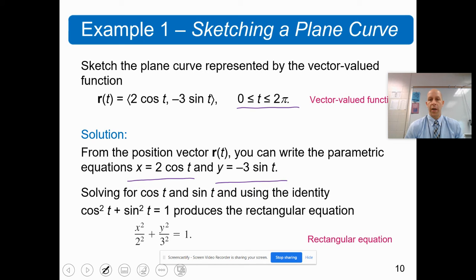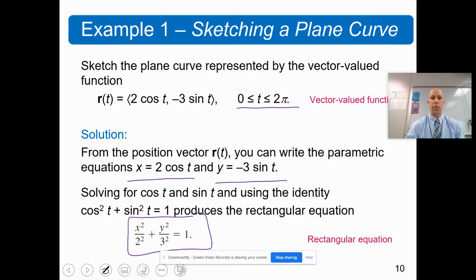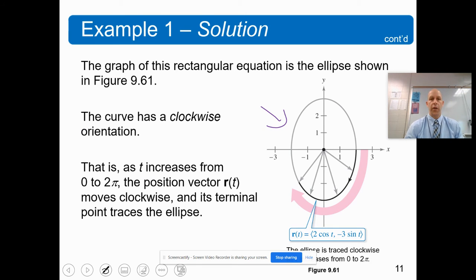Solving for cosine t and sine t using the identity cosine squared t plus sine squared t equals 1 produces the rectangular equation x squared over 2 squared plus y squared over 3 squared equals 1. The graph of this rectangular equation is an ellipse and is shown here. So here's our ellipse. This would be the graph of this particular vector valued function. The curve has a clockwise orientation.